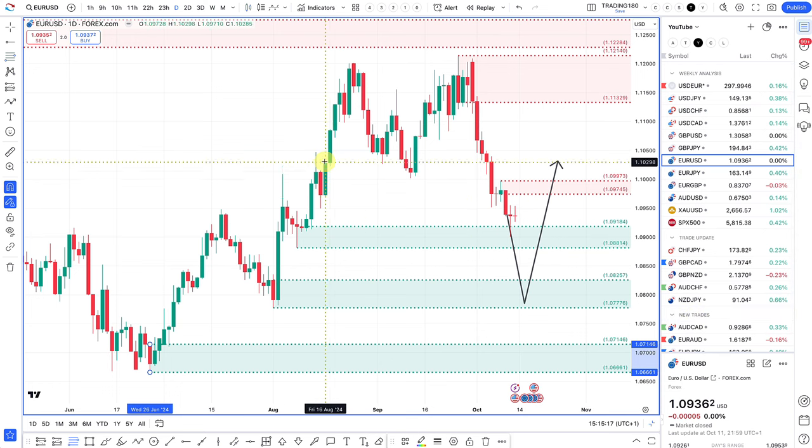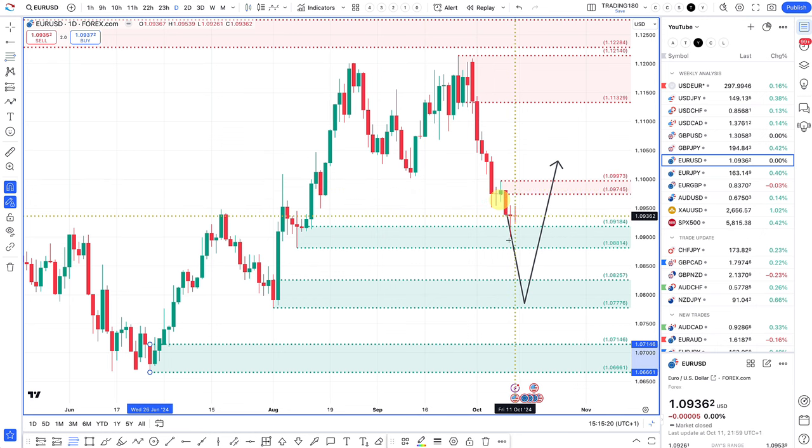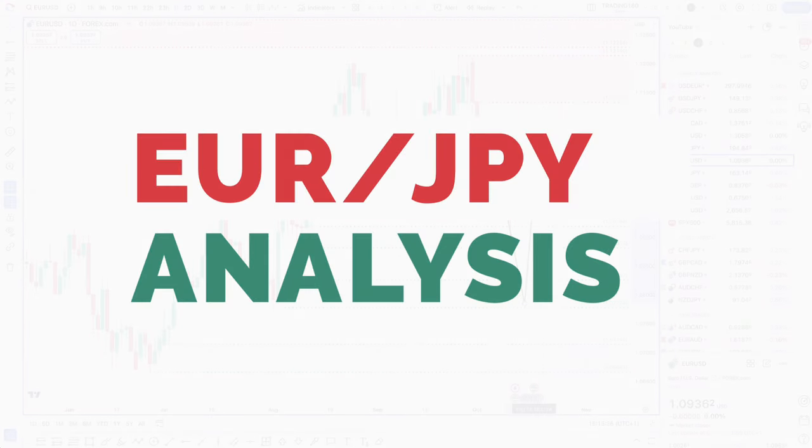So euro dollar at the moment, you could look to be a buyer or seller, but I think in the short term, any pullbacks into supply zones are likely to be selling opportunities.